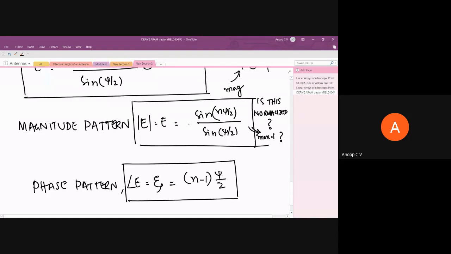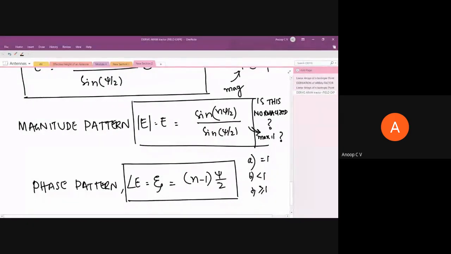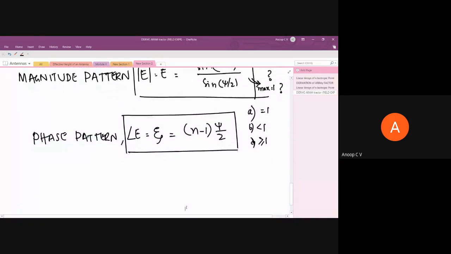But my question is, what is the maximum value of sine n psi by 2 divided by sine psi by 2? Whether its maximum is 1. So I'll give you options. It's a question, right? Whether the maximum value of this is, A, equal to 1, B, less than 1, or C, it can be greater than or equal to 1. Maximum value of sine n psi by 2 divided by sine psi by 2. You can type it in chat window. You don't have to actually calculate it, right?